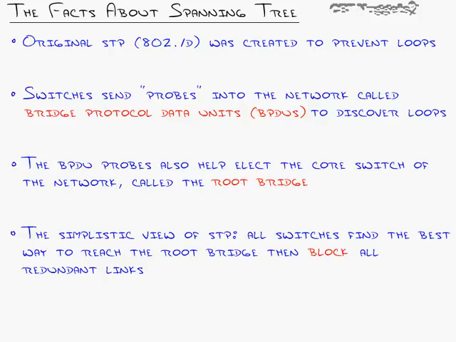So the simplistic view of STP, you can see it at the bottom. All switches will find the best way to reach the root bridge, then block all the other redundant links. Get that concept? That's the core concept. All the switches will chuck their boomerangs, and they all want to find the fastest, best possible path to reach whoever gets elected as the root bridge. Then all the other paths, the ones that aren't as fast to reach the root, will end up getting blocked, which disables all the redundancy in your network.